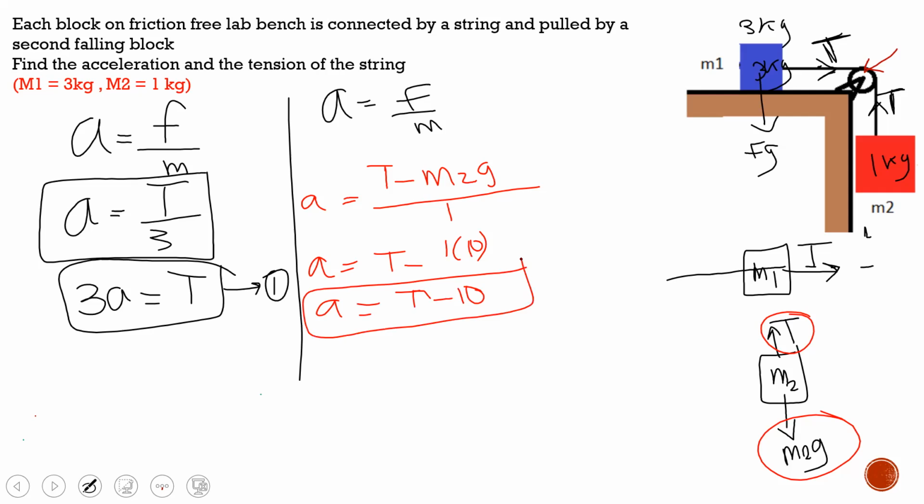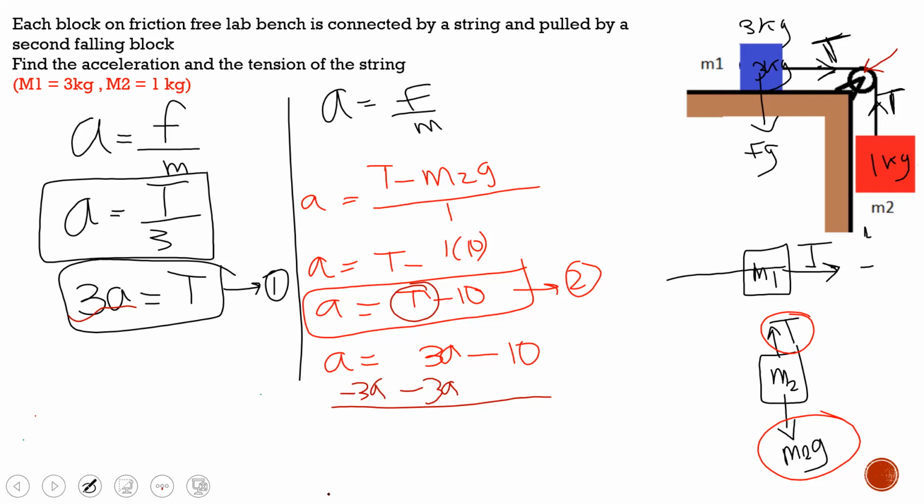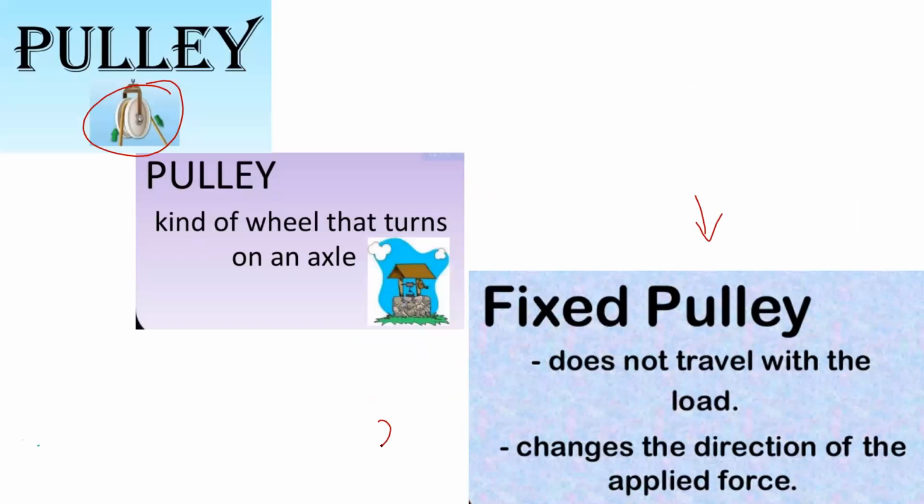So we have now a system of two equations with two variables, A and T. Let's apply substitution here. Let's replace T with 3A. So A equals 3A minus 10. Minus 3A, minus 3A. So I have now negative.